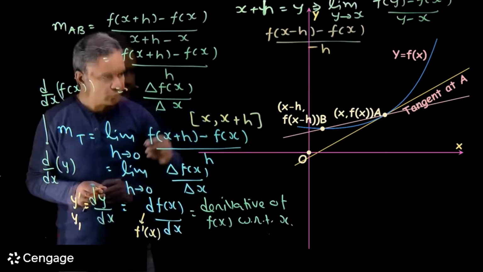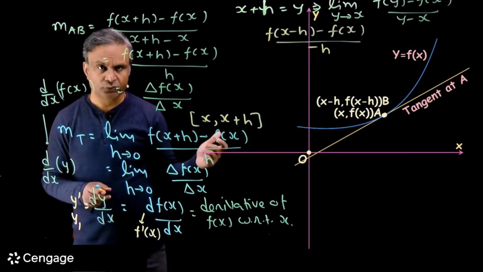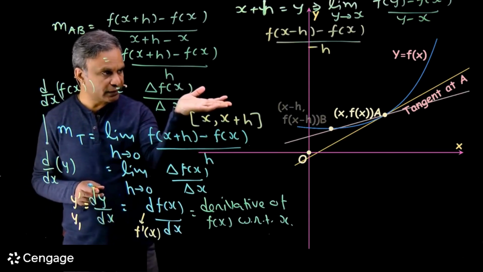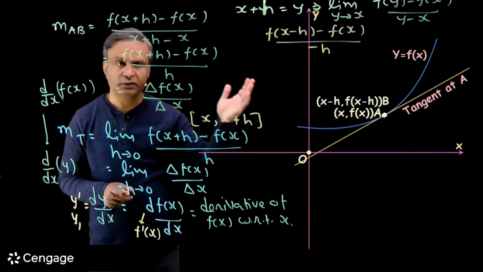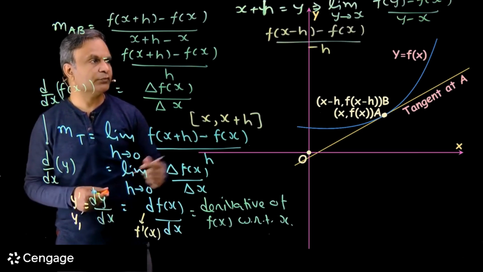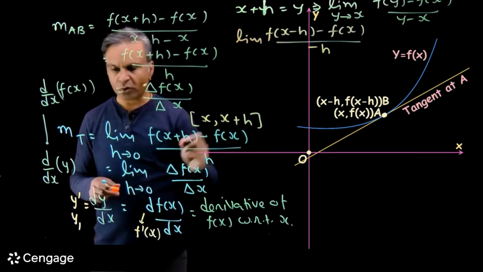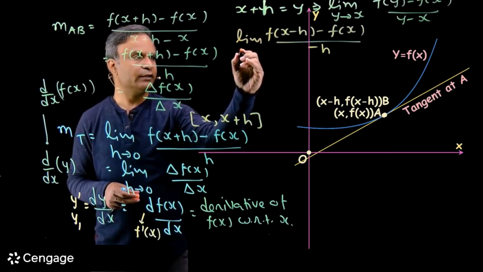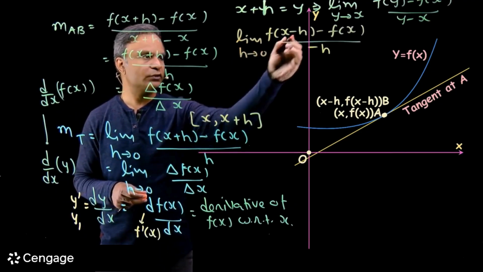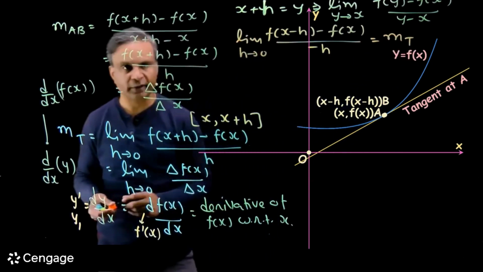Okay, now if we move point B along the curve towards A and make h tend to 0, then the secant AB will almost coincide with the tangent line. Okay, so the slope of this tangent line will be the limiting value of this ratio. Okay, so we have the slope of the tangent line equal to the limit as h tends to 0 of this. Again, this is the slope of the tangent to the curve at point A.